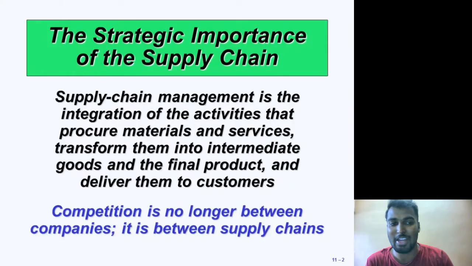Let us try to understand what supply chain is all about. As we already told you, supply chain management is nothing but the integration of activities. Any raw material which comes in and is transformed into a final product and delivered to the customers is what we call the supply chain. The statement says that competition is no longer between companies but between supply chains. How easily a product can reach its customer is what every organization is striving for.